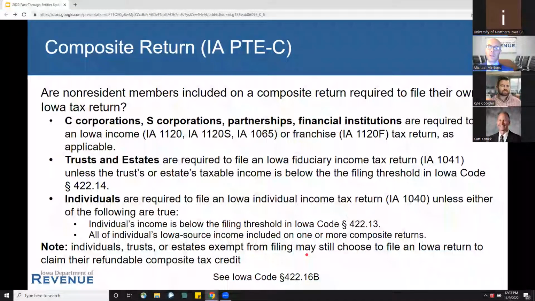However, they still may choose to file an Iowa income tax return if they want to claim their refundable composite tax credit. So nothing prohibits a non-resident member individual who has been included on a composite return from filing an Iowa income tax return. They may have a filing requirement regardless of their composite return inclusion, but even if they are exempt from filing an income tax return, again, they may choose to file that return to claim their composite tax credit.